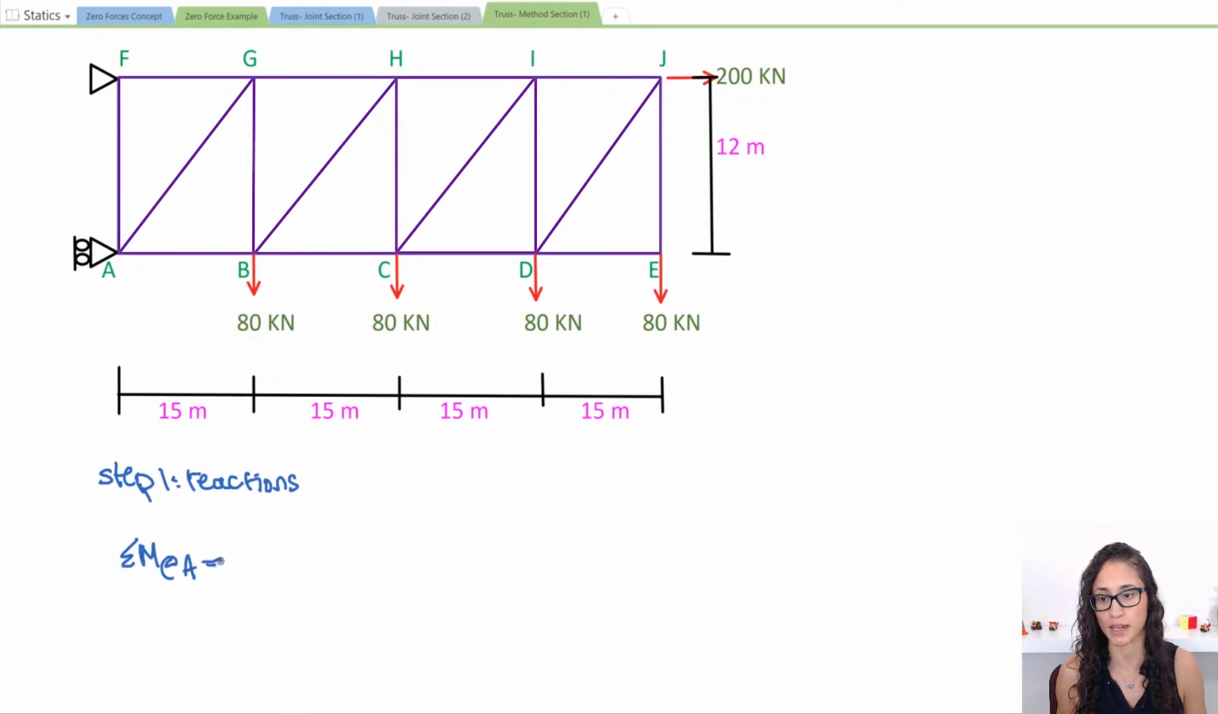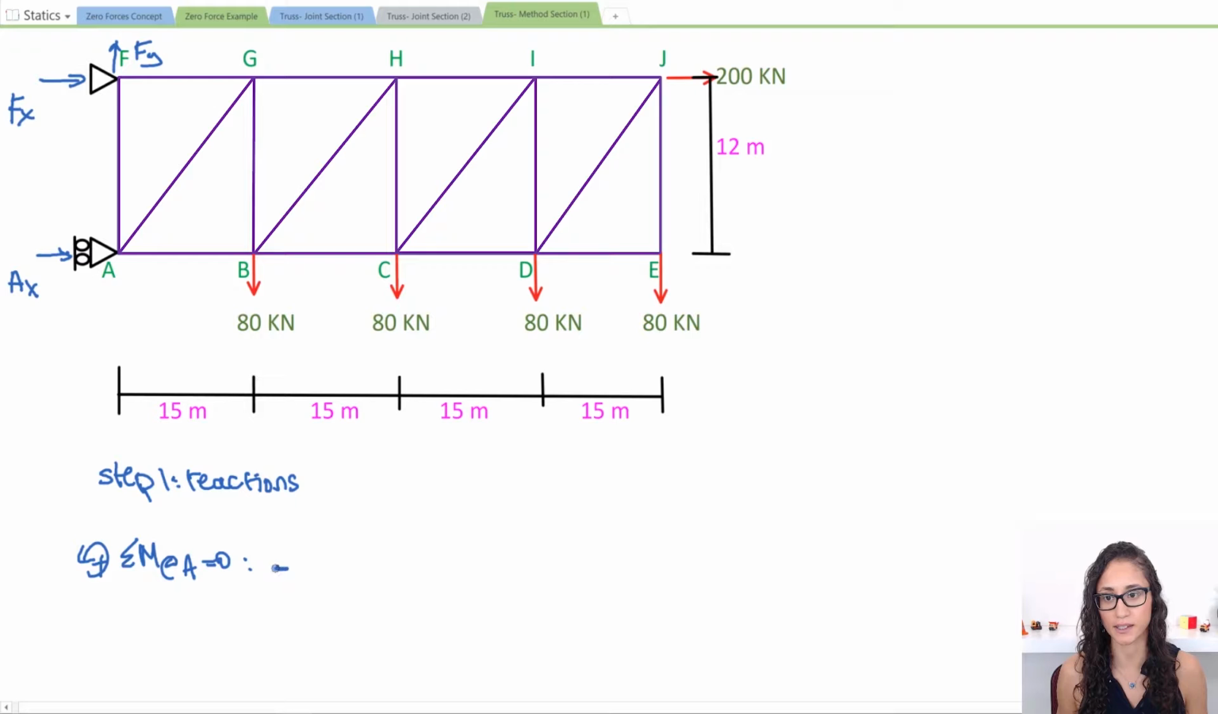Summation of moments at A equals 0. Let's pick counterclockwise as our positive sign. First, let's determine our reaction forces. We have Fx and Fy, and then here we only have one component because it's a roller. So we take the summation of the moments at A. So what do we have?